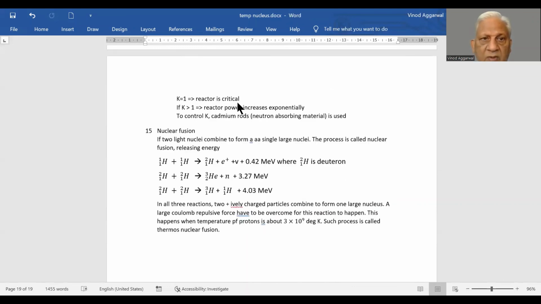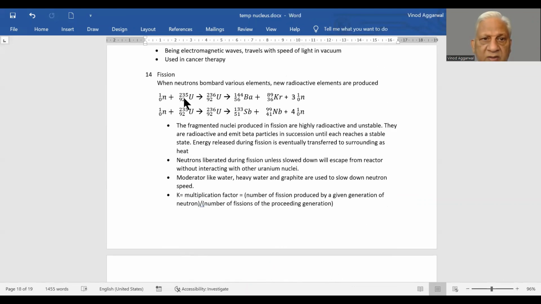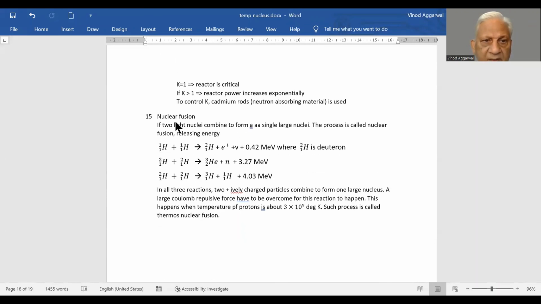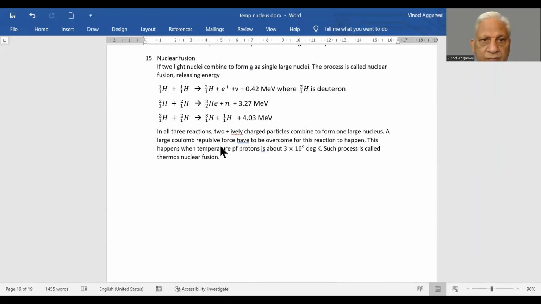So the first process where an atom was breaking into smaller atoms was fission. Fission means breaking, and opposite to that is fusion. Fusion means combination of two. So two smaller atoms are combined to make a bigger atom. This is nuclear fusion.